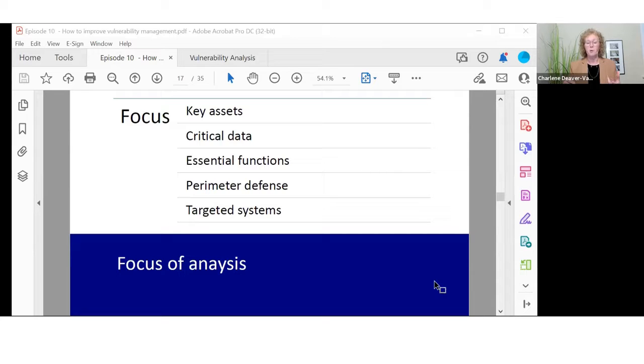Another focal point here is the perimeter defense. I think everybody goes for that one, like, we get that.